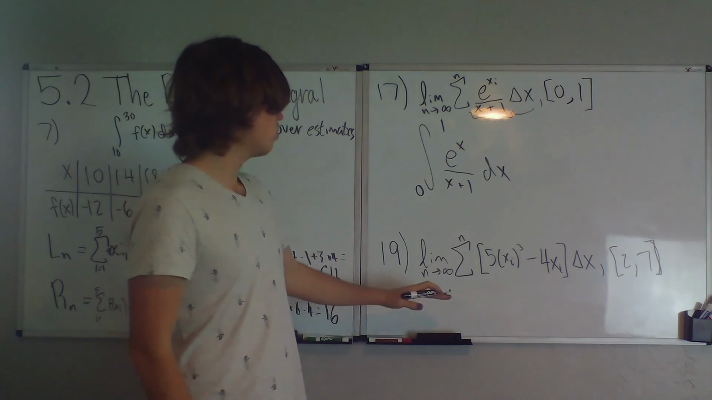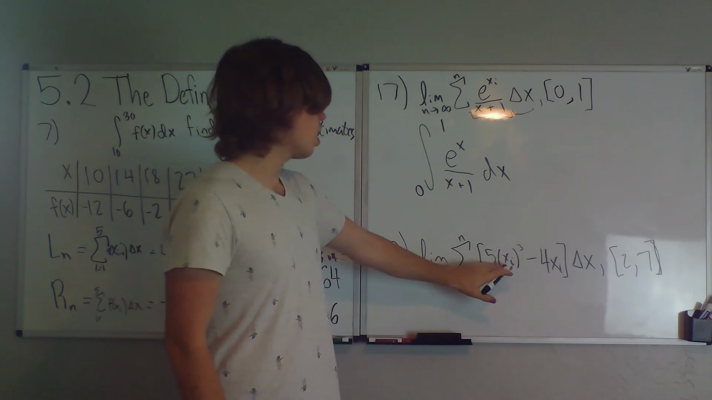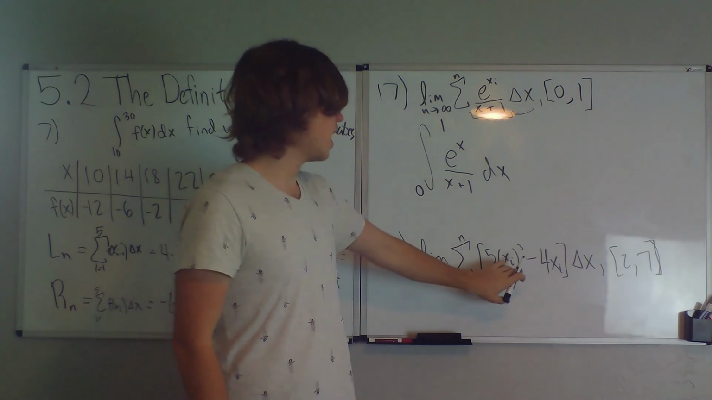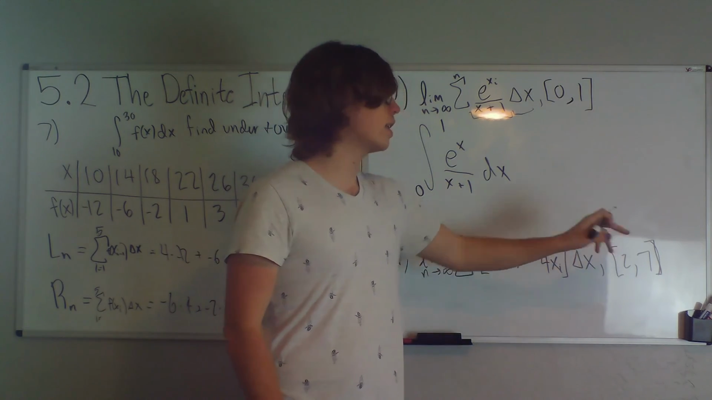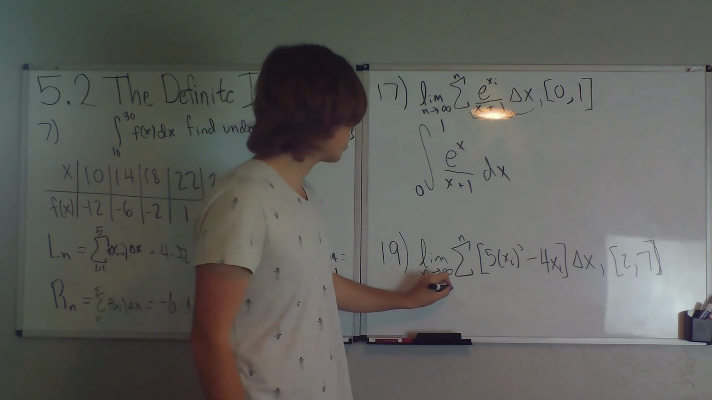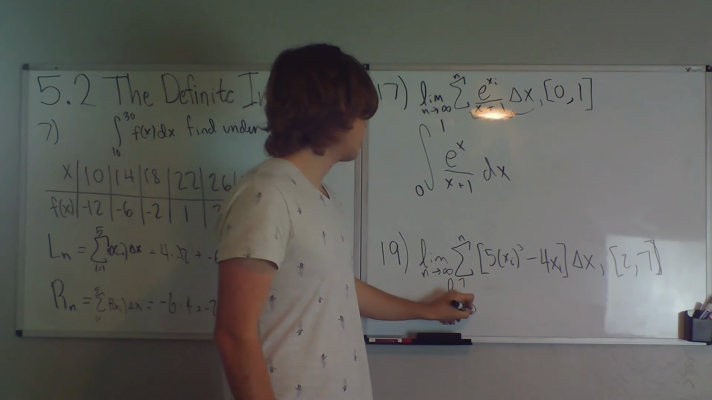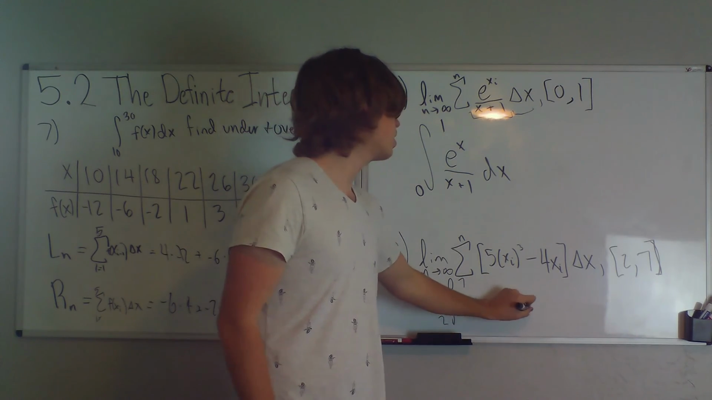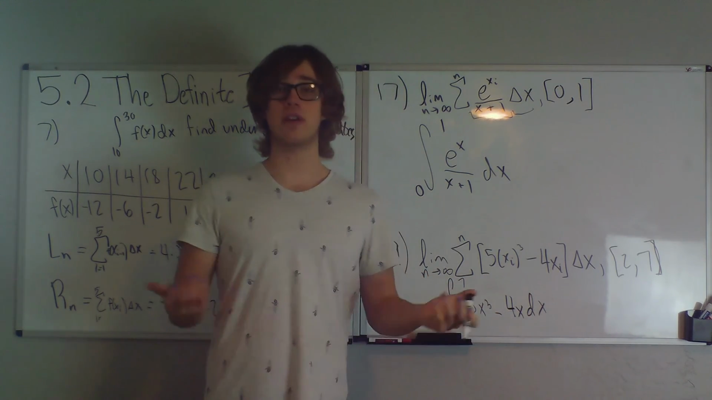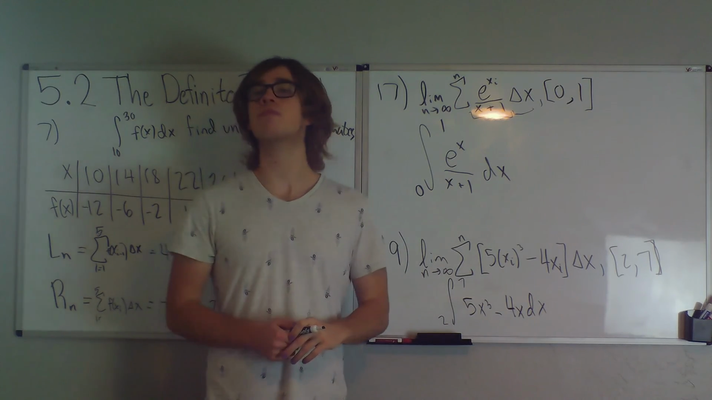Same thing here. Well, we have the limit as n approaches infinity of the sum from i equals 1 to n of 5 times x sub i cubed minus 4 x sub i, times delta x, on the interval 2 to 7. So first we do our bounds from 2 to 7, and then it's 5x cubed minus 4x dx, and we are done, right? Because we just have to write it as a definite integral.